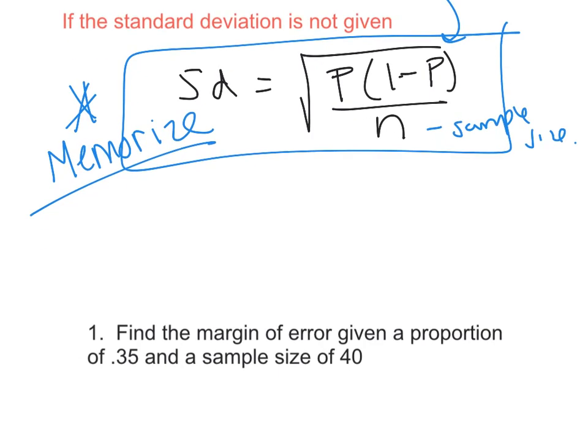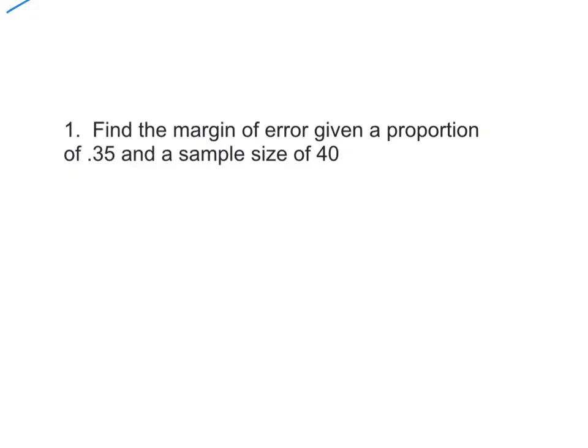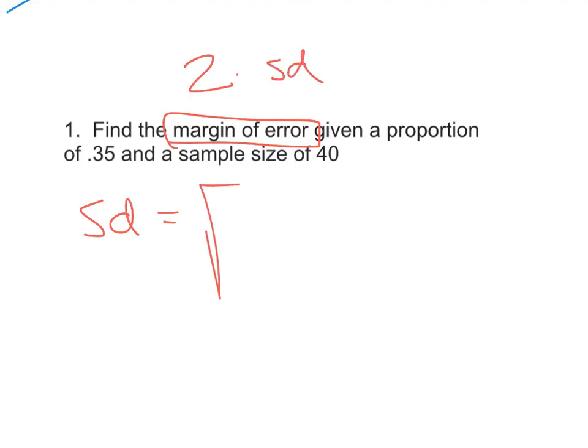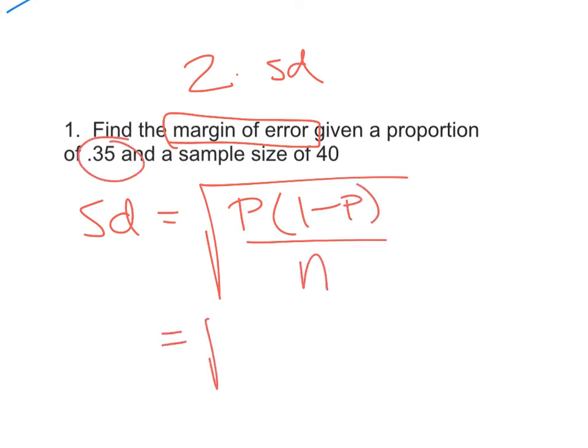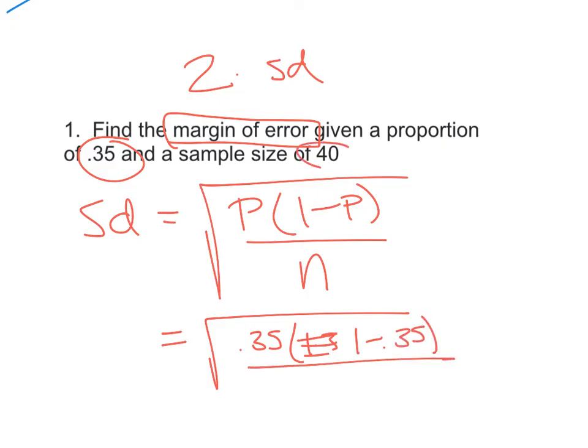So let's attack our first question. Find the margin of error given a proportion of 0.35 and a sample size of 40. Well, if you know the formula, it's not too bad. I have to first find my standard deviation because I know margin of error is 2 times the standard deviation. So to find that standard deviation, I'm doing P times 1 minus P all over N. So my proportion is 0.35. So 0.35 times 1 minus 0.35 all over my sample size of 40.